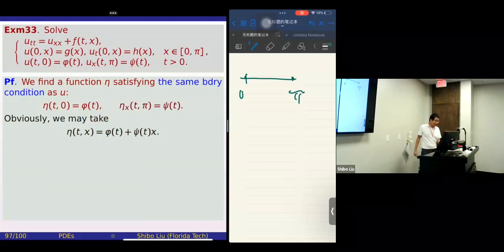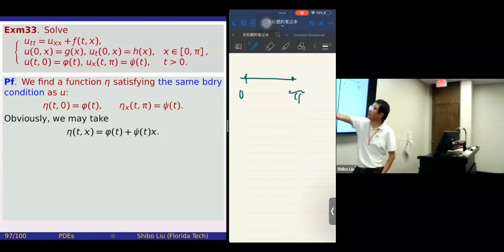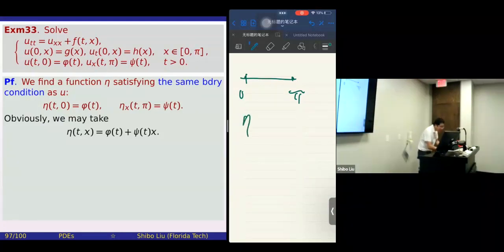For example, we can take eta to be phi(t) plus psi(t) x. We want it to be as simple as possible. So why do we construct such an eta? You see, the partial derivative. You consider t as fixed. You simply consider eta as a function of x.